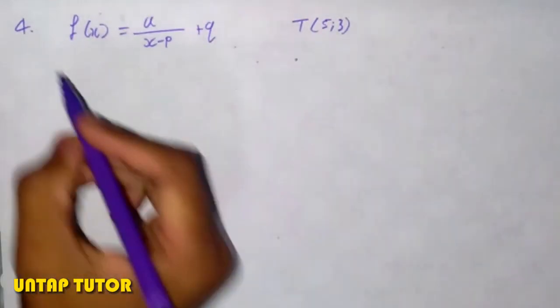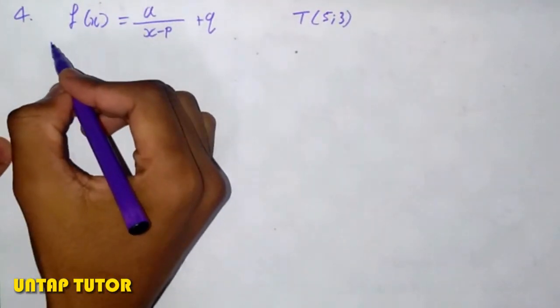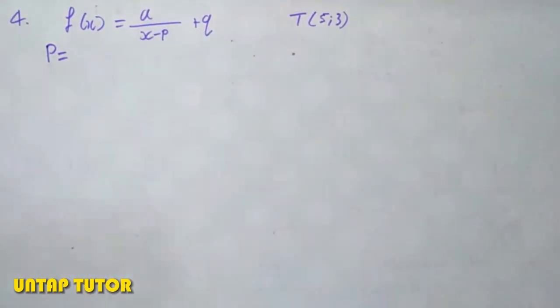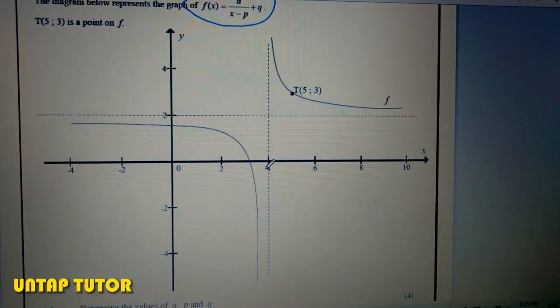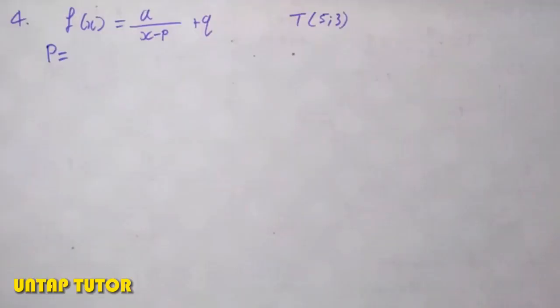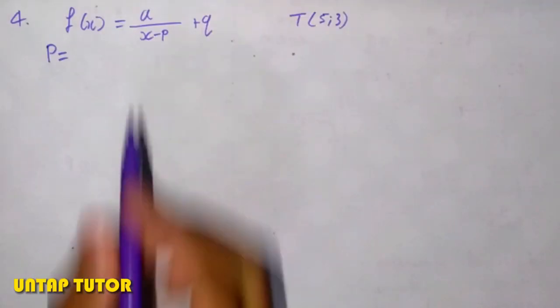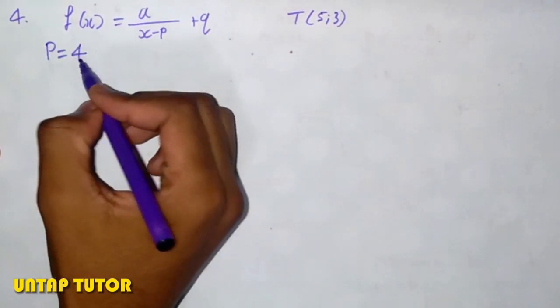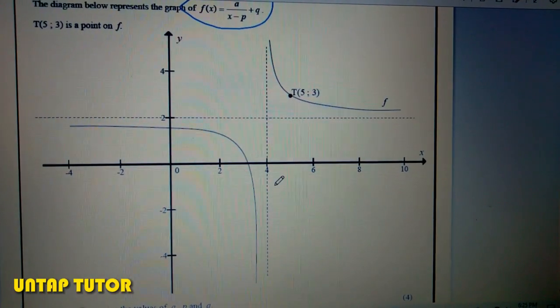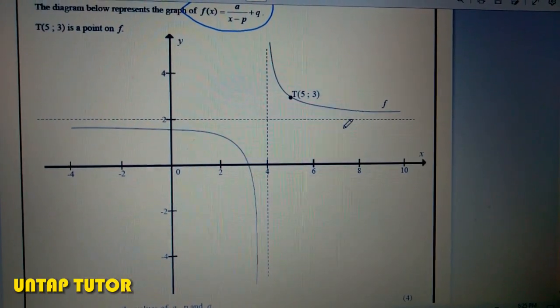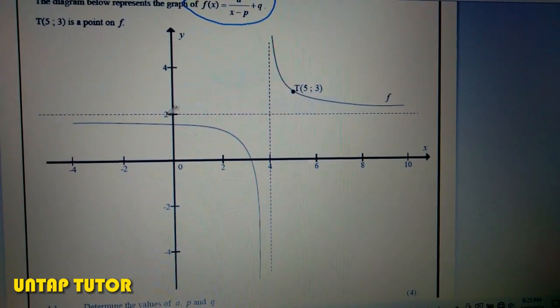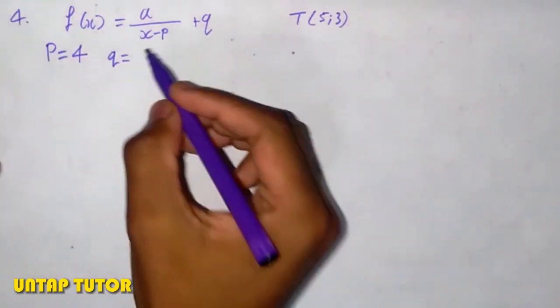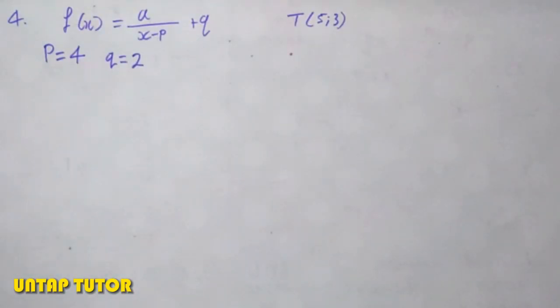P is the vertical asymptote, right? We need to extract that. The vertical asymptote, you can clearly see it right here. It cuts at x is equal to 4. So p is equal to 4, 1 mark for this. And then q is the horizontal asymptote, which is the y asymptote. And then we can clearly see it cuts at y is equal to 2. So q is also 2. So those were 2 marks there.